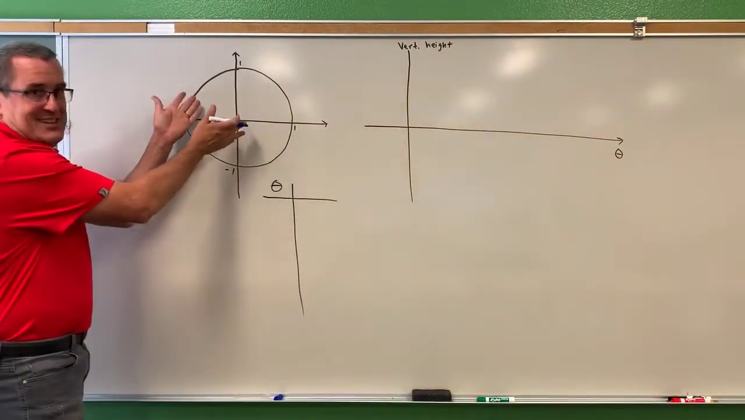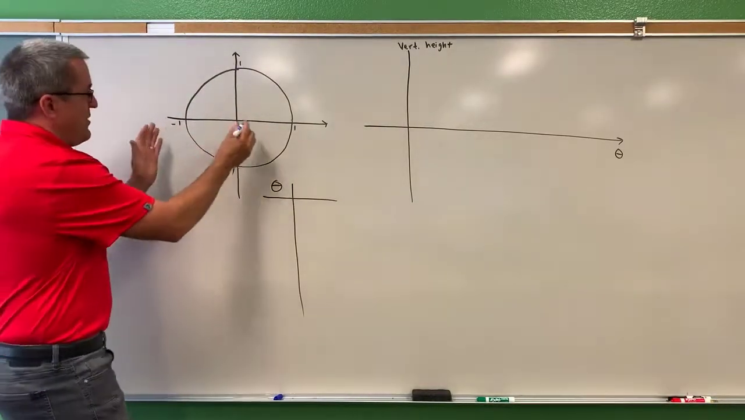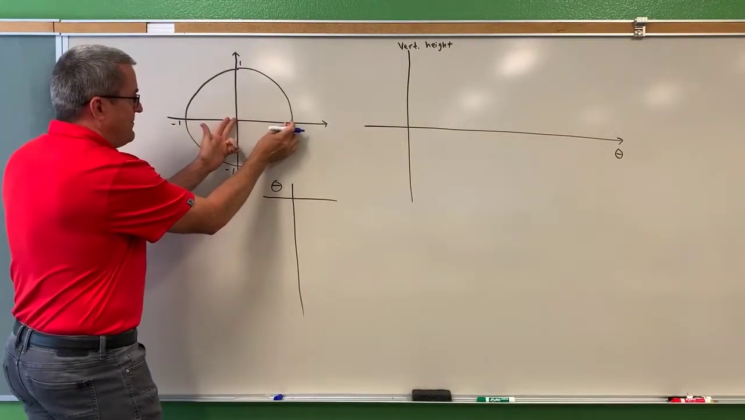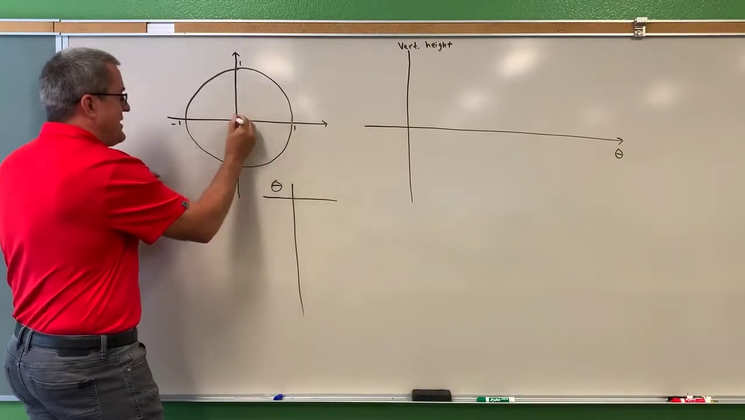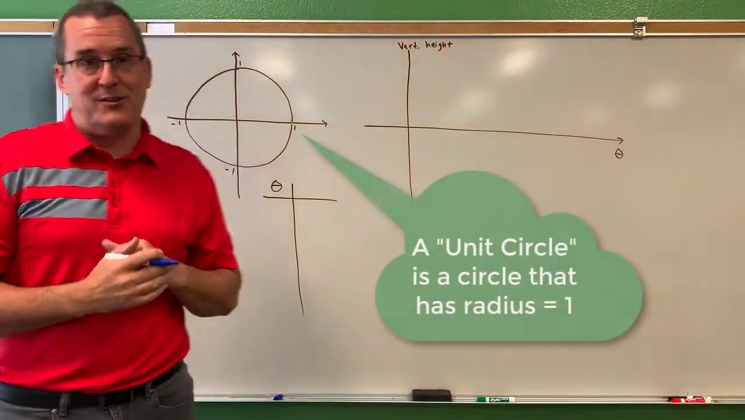Join with me here to examine this circle. This is supposed to be a circle, use your imagination, with a radius length of 1. That is, this is 1 unit, this is 1 unit, this is 1 unit. In other words, we call this a unit circle.